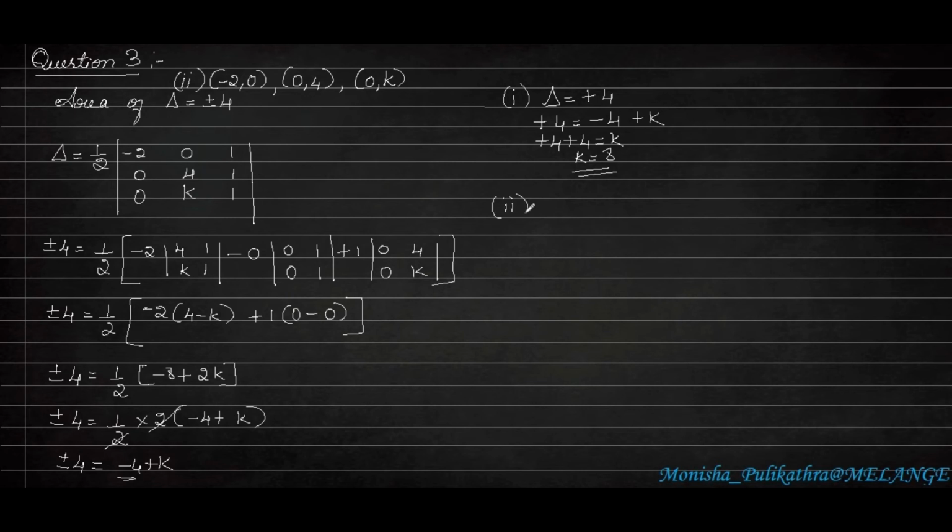Next, in the second case, when delta is minus 4, that is, the area of the triangle is minus 4, then minus 4 is equal to minus 4 plus k. Minus 4 cancels. Remaining, k is equal to 0. I hope you understood this.